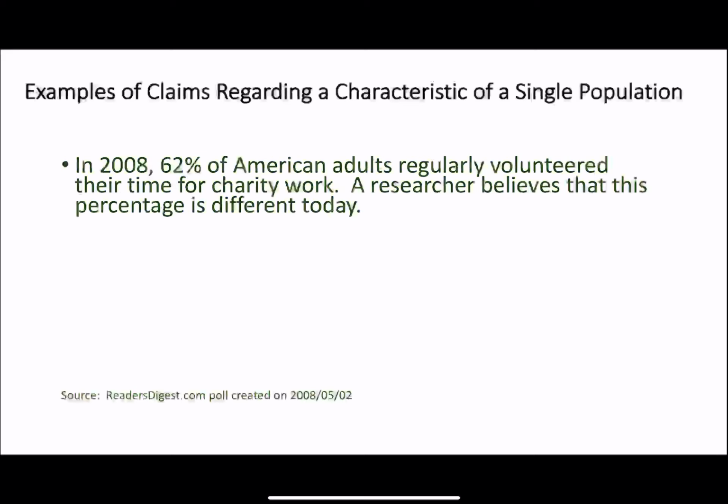Okay, so here are some examples of claims regarding a characteristic of a single population. In 2008, 62% of American adults regularly volunteered their time for charity work. A researcher believes that this percentage is different today. So this would be your claim, based on data that they've found from a study done in the past, and then they make a statement about what they think it is now.